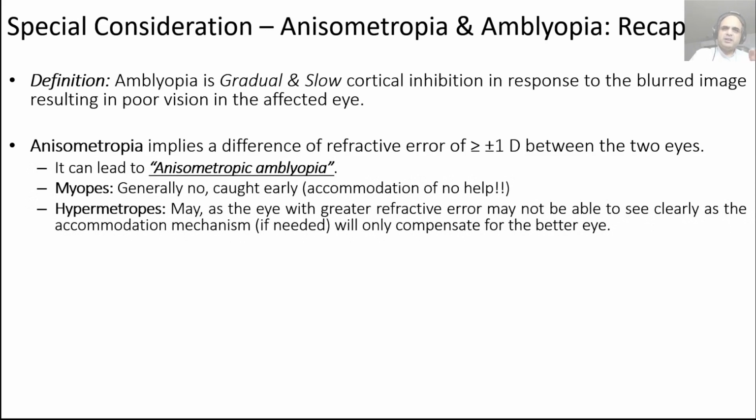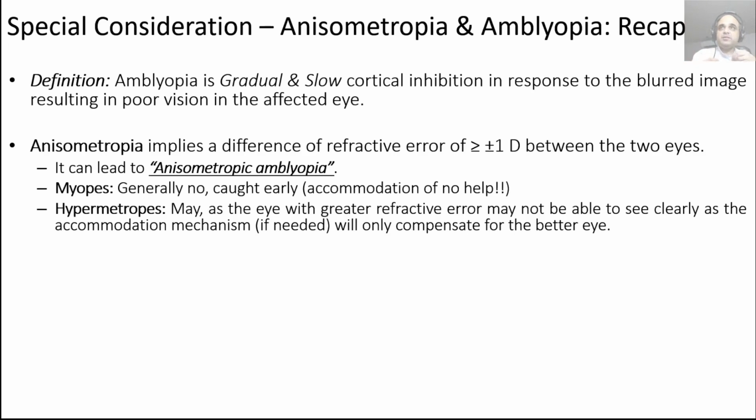It generally does not affect myopes simply because myopes are caught early, because accommodation cannot fix the refractive error. Thus, they wear glasses, thus good vision, even if it's anisometropia, because both eyes would produce equal clarity of vision once spectacles are provided or their error is corrected by other means. There would be no amblyopia.